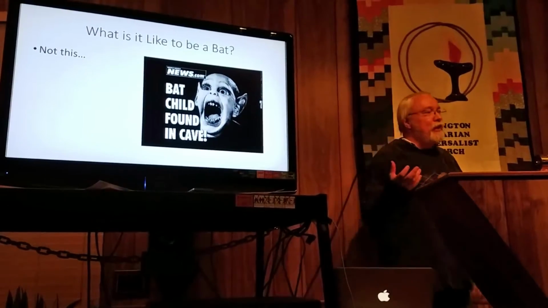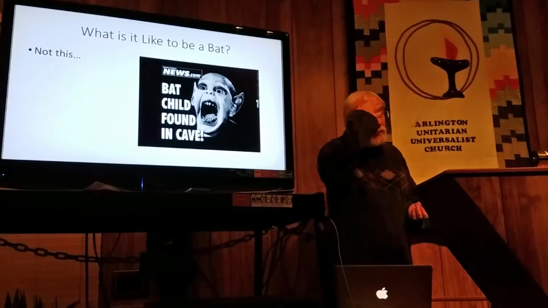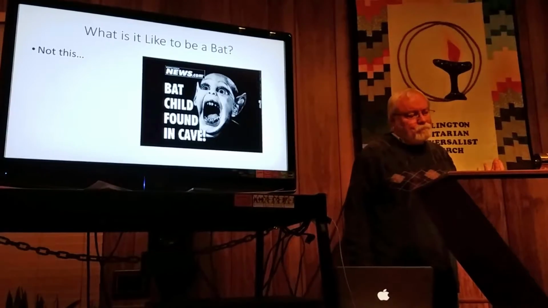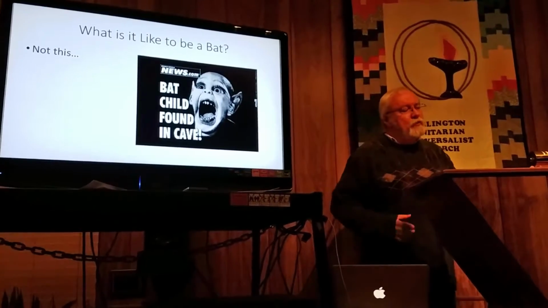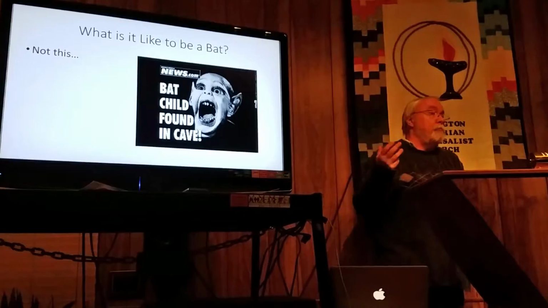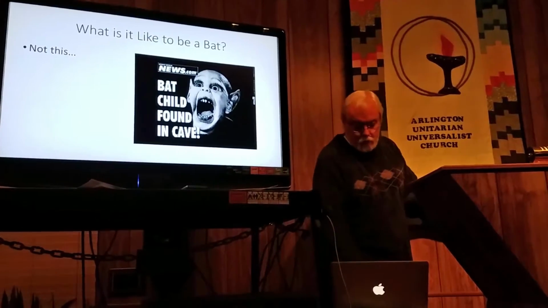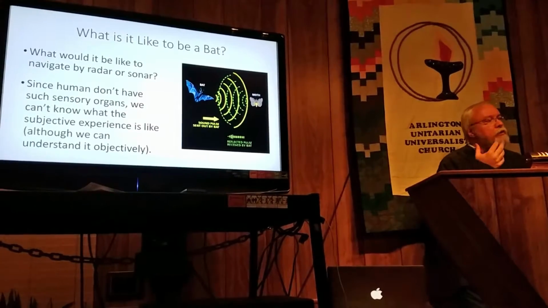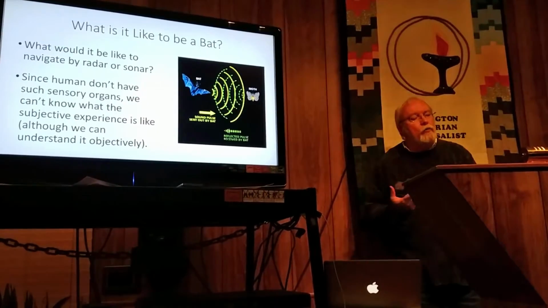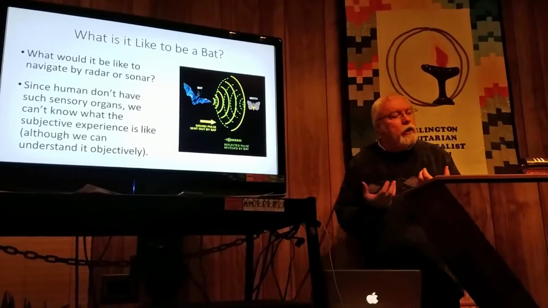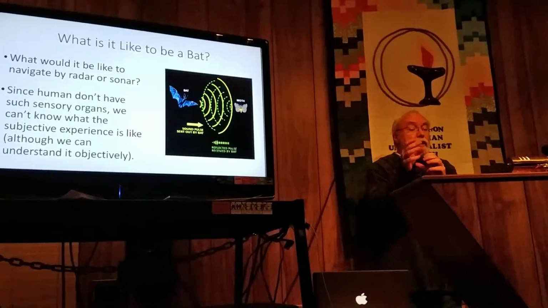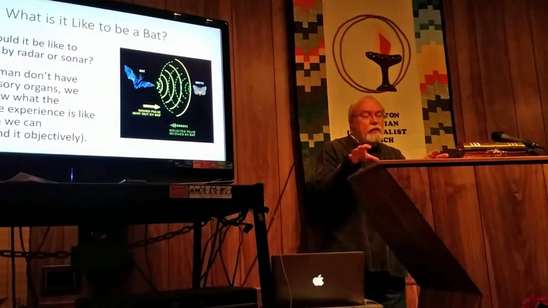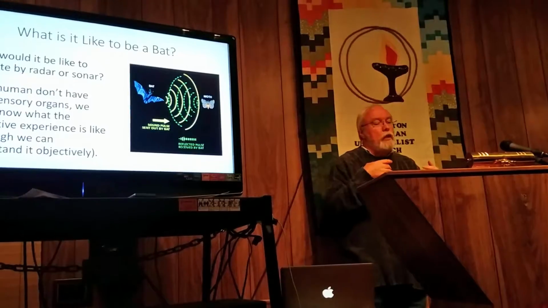The question of what it is like to be a bat was asked in a famous philosophy paper, I believe in the 70s. And the idea is, what would the subjective experience of navigating by radar be like? Because we know that's the way bats navigate. The argument suggests that since humans don't have a sensory organ that is sensitive to radar in that way, we really couldn't imagine what the experience would be like. We can have an intellectual understanding of how bat radar works, but it wouldn't really tell us what the subjective experience would be like.